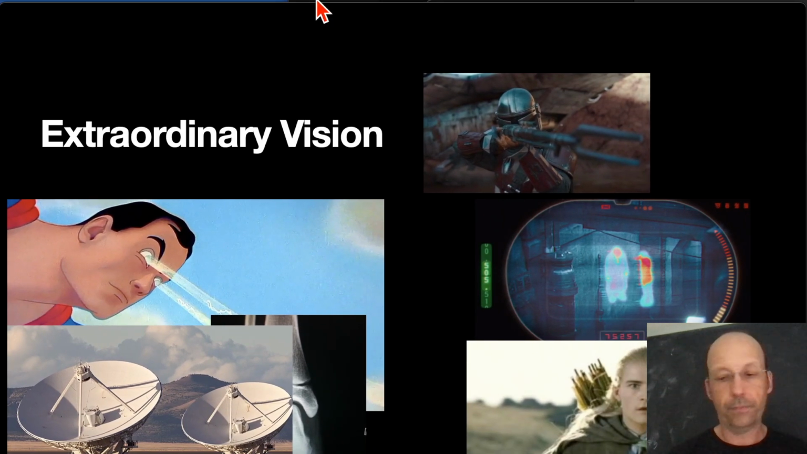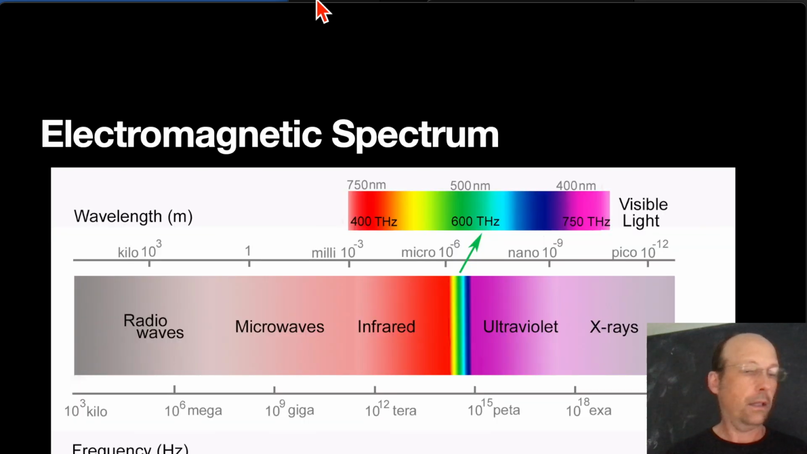That's better. Okay. Oh, and that was a picture too. So here's the electromagnetic spectrum. We have radio waves, microwaves, infrared, the very, very tiny sliver of electromagnetic radiation that we call visible light, ultraviolet, X-rays.